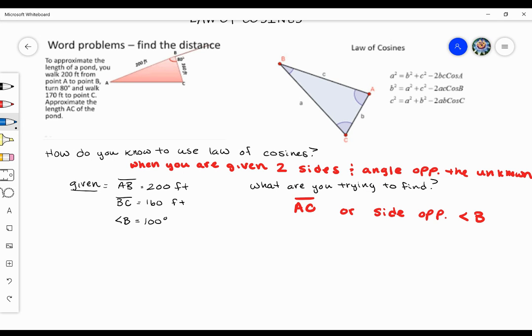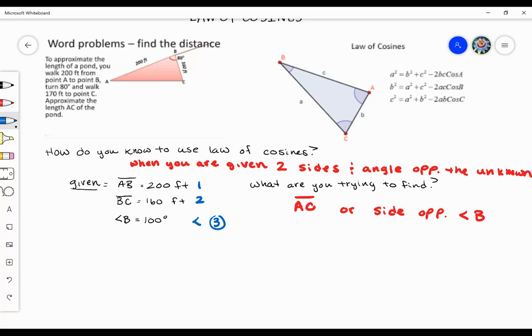Basically, in this word problem, we have to find the length of an unknown side, and it looks like we are given two sides, side one, side two, and we are given the angle of the unknown side, or the third side. That's all you need to know to use the law of cosines. This works with non-right triangles. So which formula would we use?